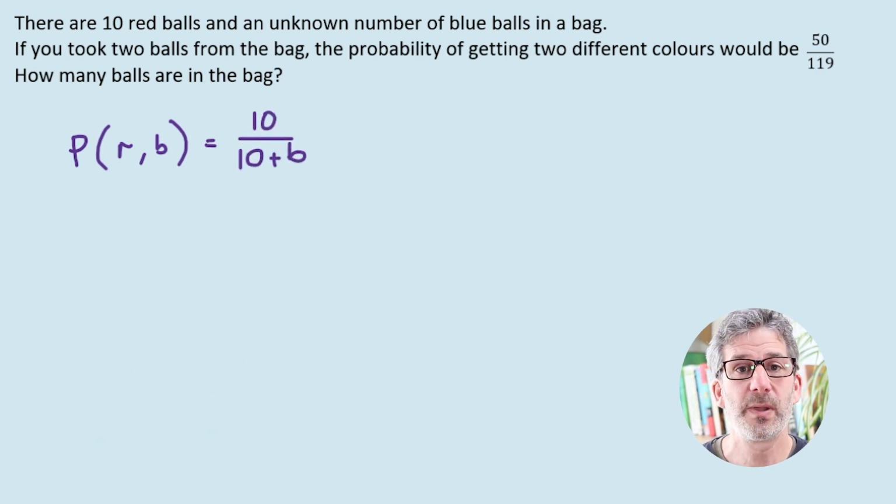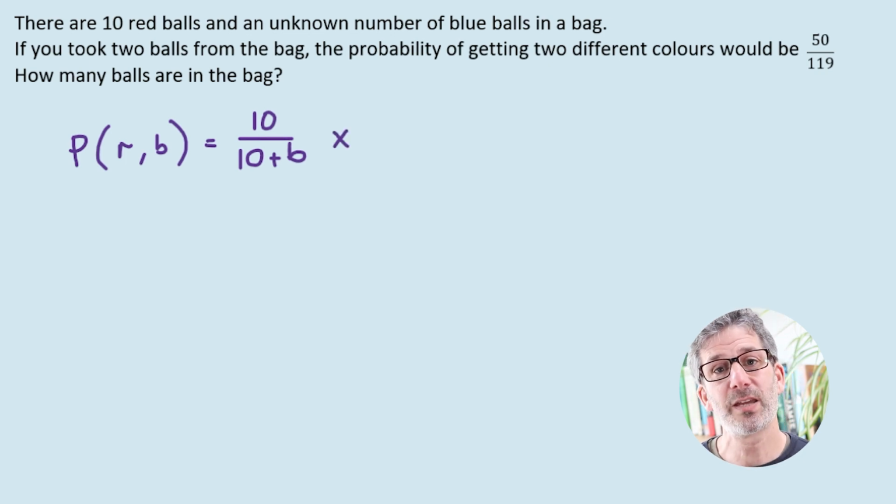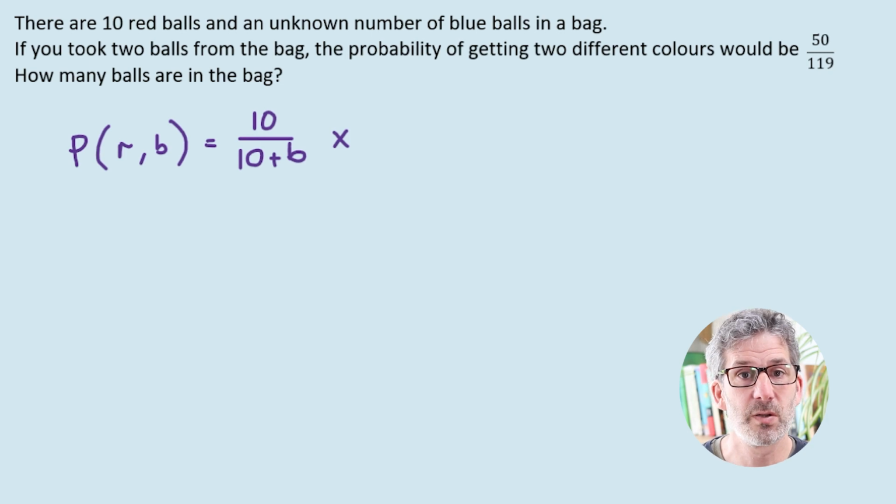And to find the probability of getting a blue ball with the second pick, we would say it's the number of blue out of the total number. So don't forget, the number of balls has now reduced because this is our second pick. We've already taken one out. So the probability is b over 9 add b.